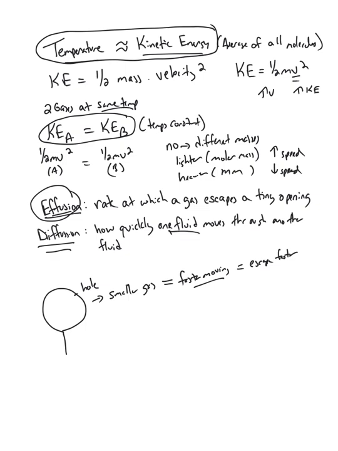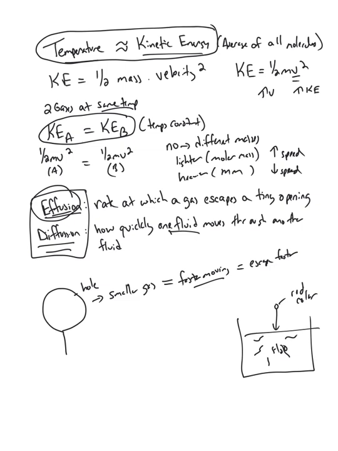moves through another. The same example would be if you have some water and you put a droplet of red food coloring into the water, it quickly begins to radiate and spread throughout the liquid. That is also an example of diffusion, where you have a liquid diffusing through another liquid. The same thing is true for gases with gases. So for both of these, the smaller the gas is, the faster its average speed, and therefore it will have faster effusion and diffusion rates because it is moving faster, generally speaking.